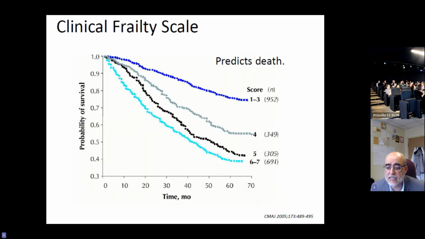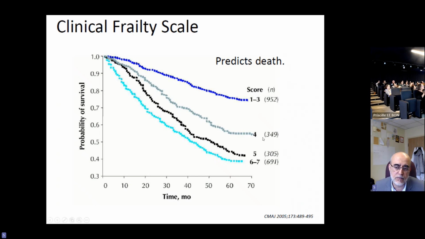The clinical frailty scale predicts death in this one survival analysis that goes out for almost 7 years, 6+ years. You will see that people in the blue bar with a score of 1 to 3 who are well have a low mortality, and this is in the broader population of older adults. They do not necessarily have cancer.